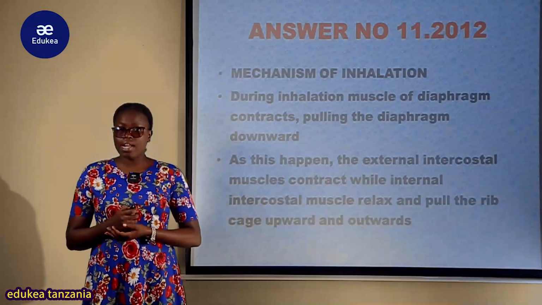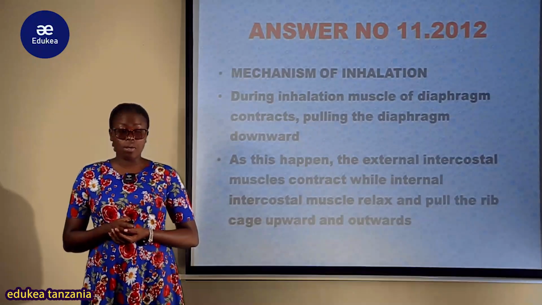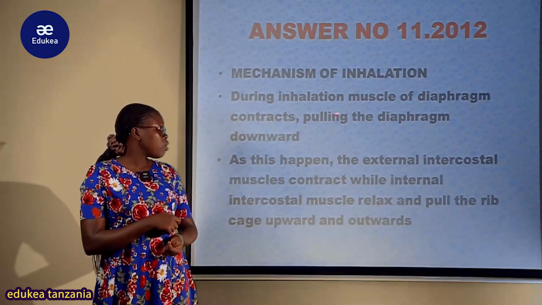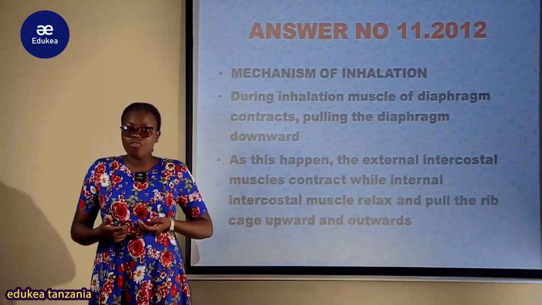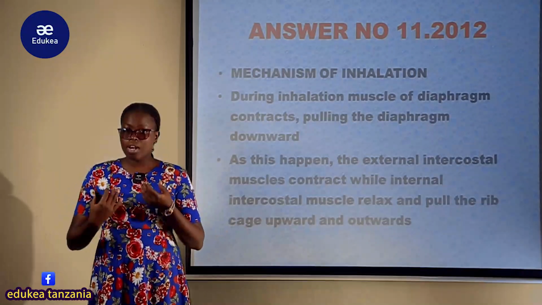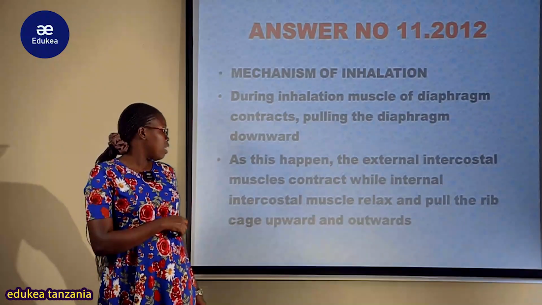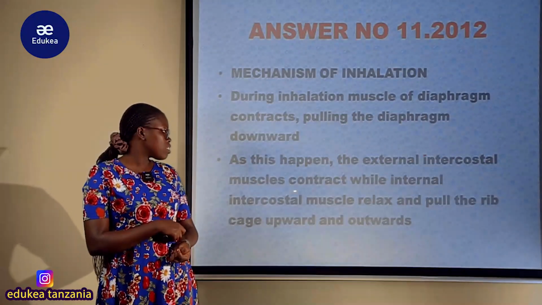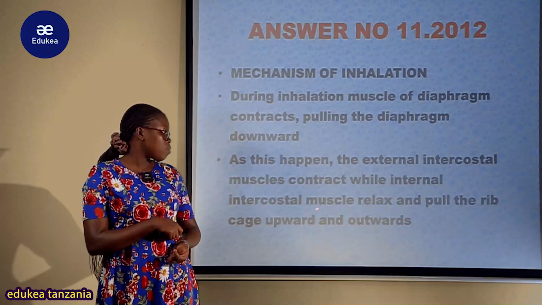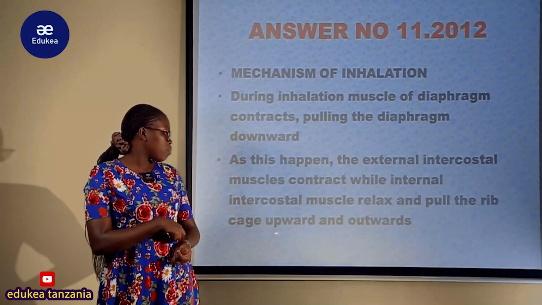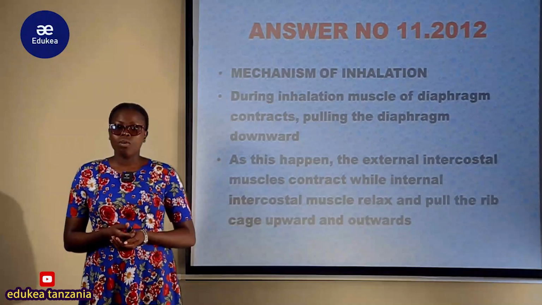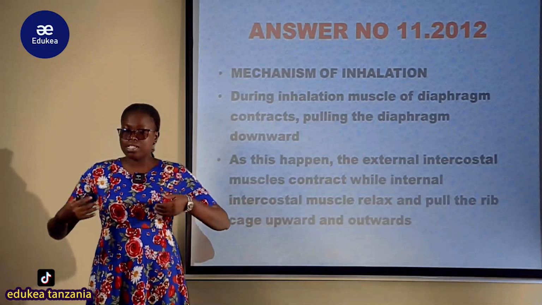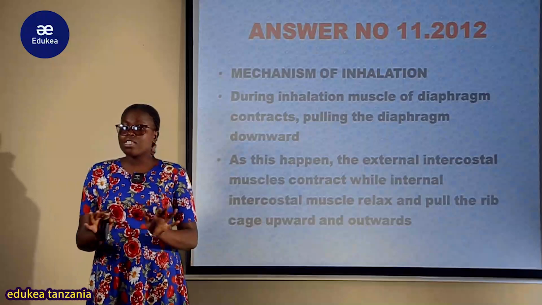Now, let us see the mechanism of the inhalation or breathing in human being. During the inhalation, muscles of the diaphragm contract, pulling the diaphragm downward. Take an example, kuvuta hewa. Unaangalia the diaphragm inakuwa inashuka chini. Vile vile, as this happens, the external intercostal muscles contract while internal intercostal muscles relax and pull the rib cage upward and outward. Kwa during the inhalation unaona kwamba this internal intercostal muscles zinakuwa zina relax, lakini outer ones zinakuwa zina contract.